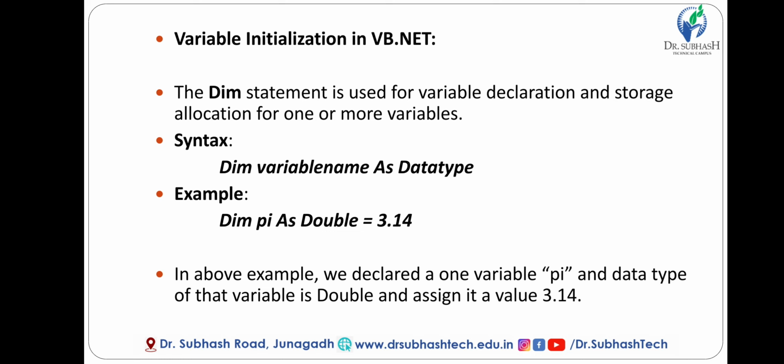Now for initialization we have to give its value. How? In the example it is shown, Dim pi As Double = 3.14. So in this example we declared one variable pi, the data type of that variable is Double, and we assigned it a value 3.14. So in this lecture we discussed how the integrated development environment works, the definition of a variable plus its declaration, rules to name a particular variable, and initialization of a variable.